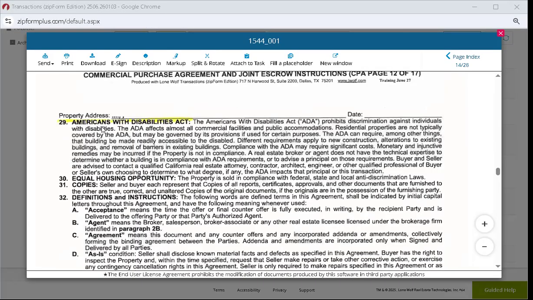So I only highlighted number 29, not only because it's a big deal, the ADA Act. So if the buyer is buying a building, they may want to have a consultant. You know, we have normal inspections, but they may want to have a consultant look at what may be required by the ADA, or if it's complete. So I just highlighted that to kind of clue you in, right?